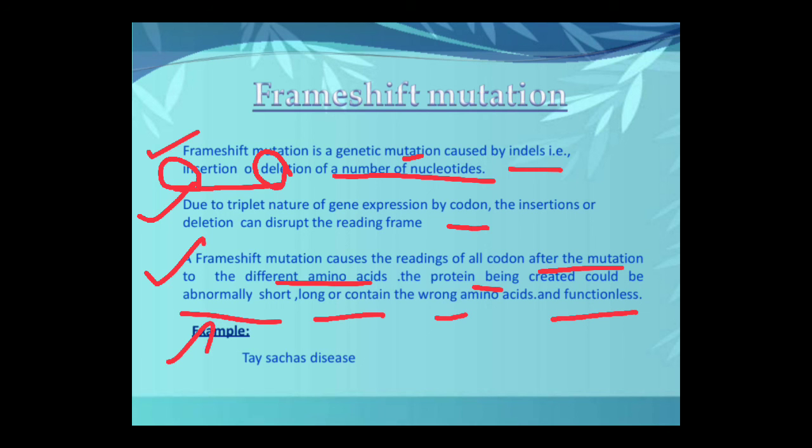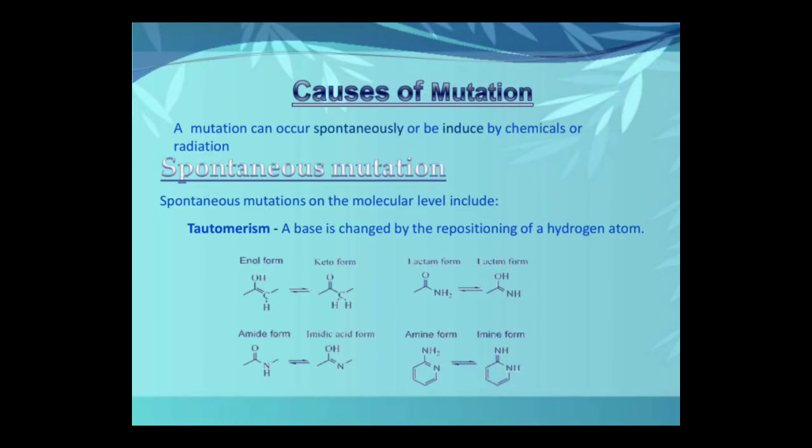For example, Tay-Sachs disease is an example of frameshift mutation. What are the different causes of mutation? A mutation can occur spontaneously or be induced by chemicals or radiations. Spontaneous mutation on the molecular level includes tautomerism. In this, a base is changed by the repositioning of a hydrogen atom.